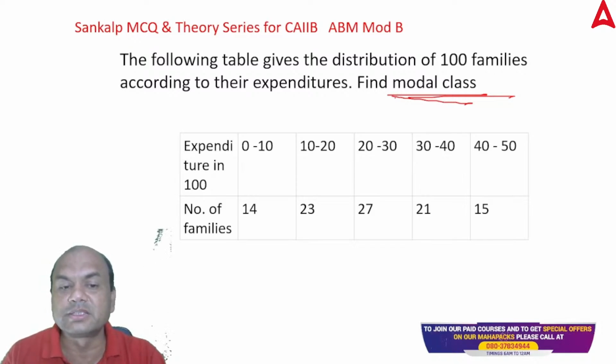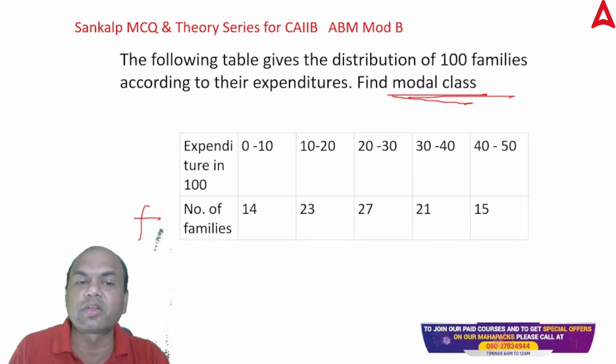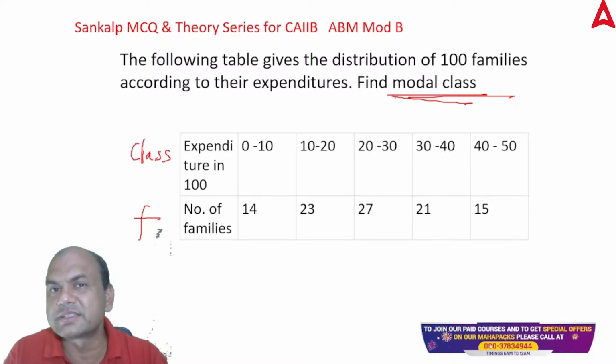Number of families. This is F. Remember, class is always this, or we call it X also. X or class only, call it X class. Because for this class you have a class mark. That's a separate part. We'll do this someday else.